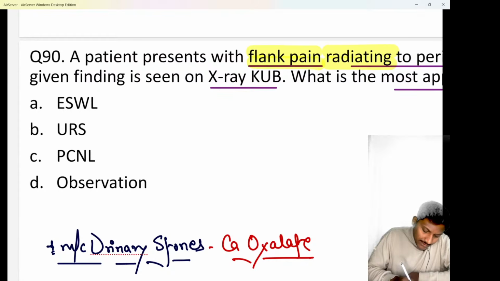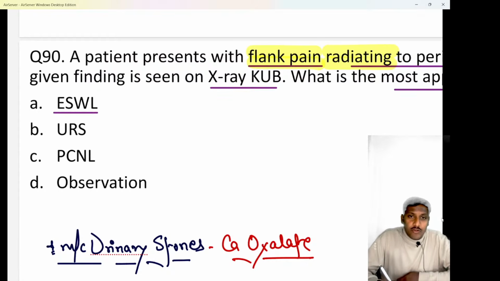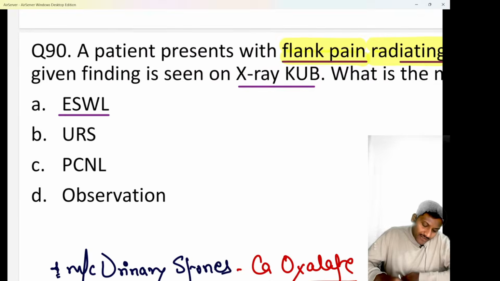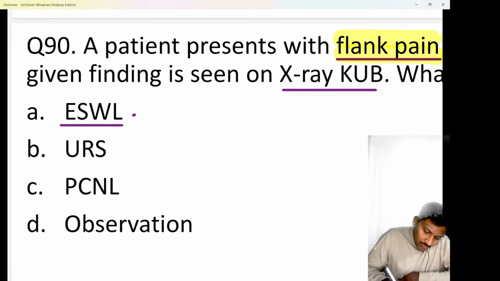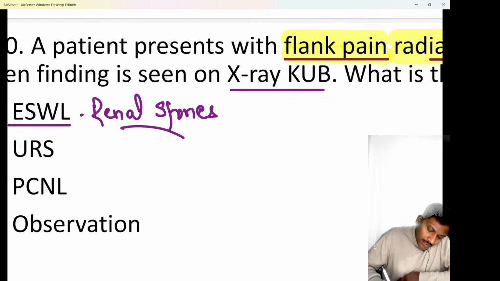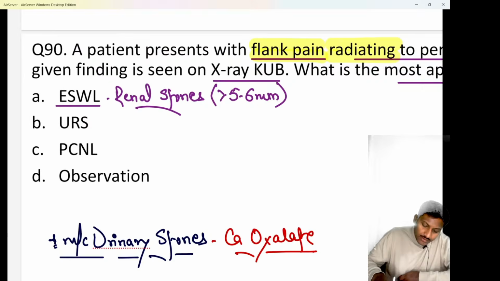Option A says ESWL or extracorporeal shockwave lithotripsy. So we know here we use shockwaves and we break the stone into multiple pieces. Extracorporeal shockwave lithotripsy or ESWL is generally used for renal stones or kidney stones, especially those which are more than 5 to 6 mm in size.